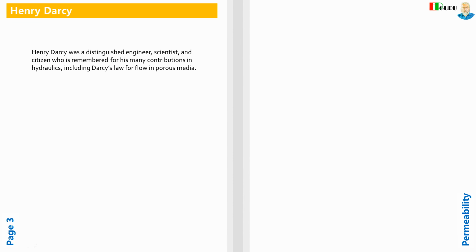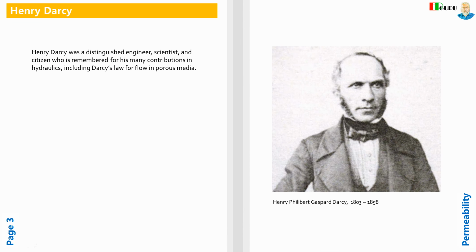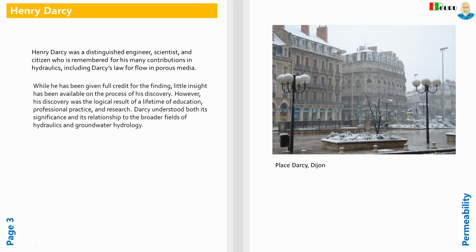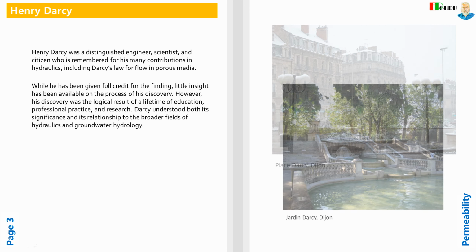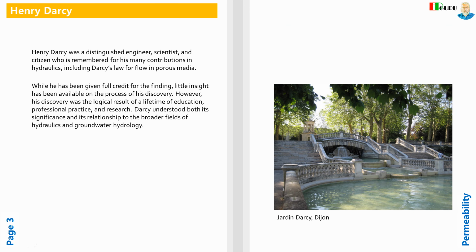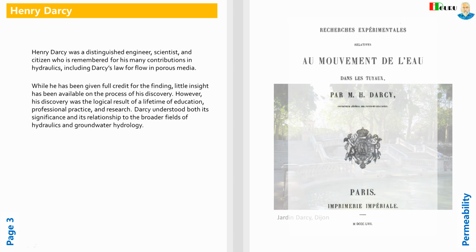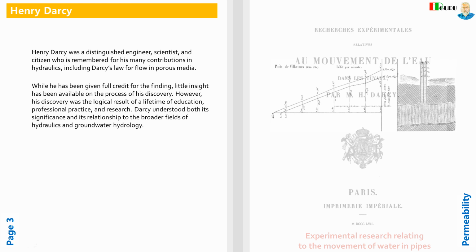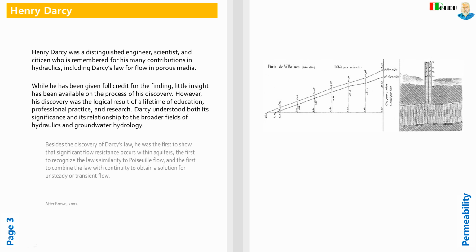Henry Darcy was a distinguished engineer, scientist and citizen who is remembered for his many contributions in hydraulics, including Darcy's law for flow in porous media. While he's been given full credit for the finding, little insight has been available on the process of his discovery. However, his discovery was the logical result of a lifetime of education, professional practice and research. Darcy understood both the significance and its relationship to the broader fields of hydraulics and groundwater hydrology.